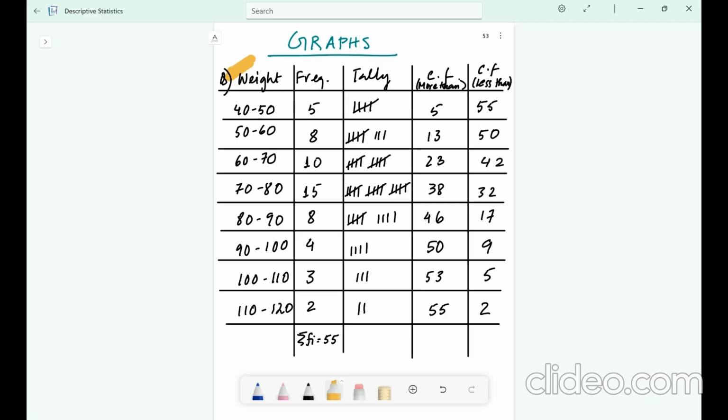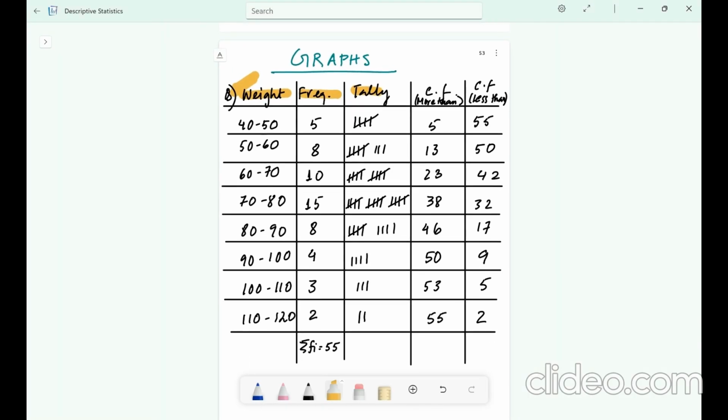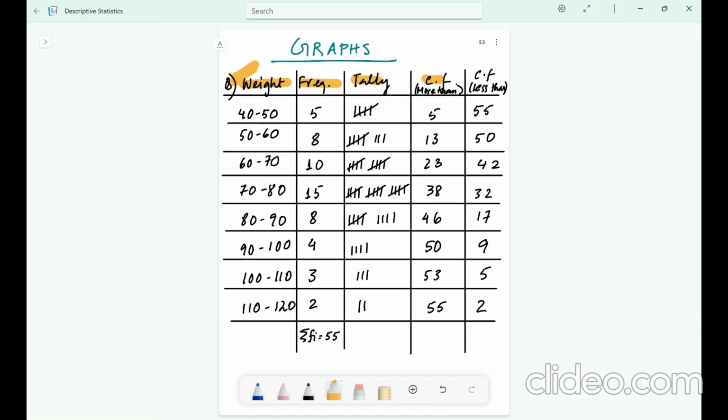Okay, so yes, let's get started. The first question here includes the data of the weight of a few students and then the frequency. We make the tally marks, and then we have the cumulative frequency for more than type and the cumulative frequency for the less than type. Okay, what is more than type and less than type? I will discuss it right now.